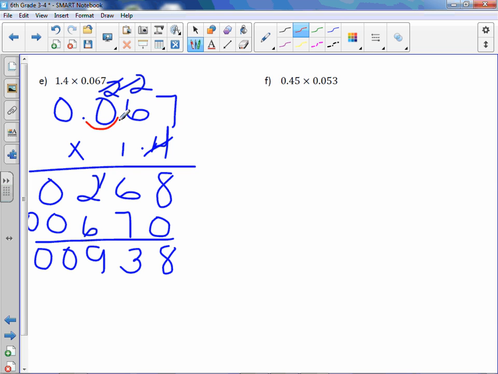We have 1, 2, 3, 4 behind. So 1, 2, 3, 4. Our answer is 0.0938.